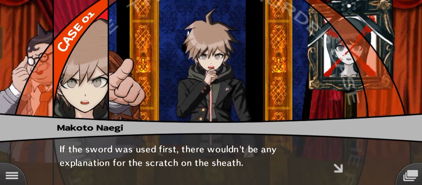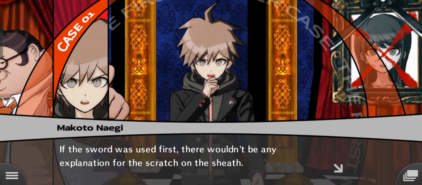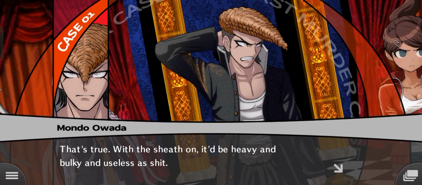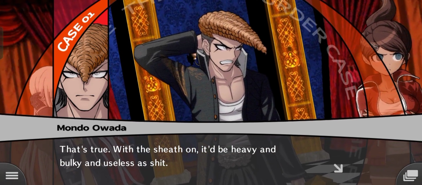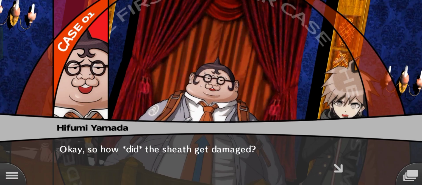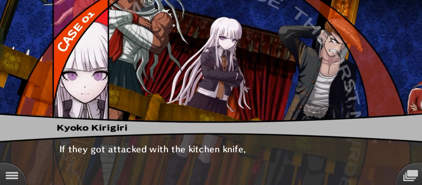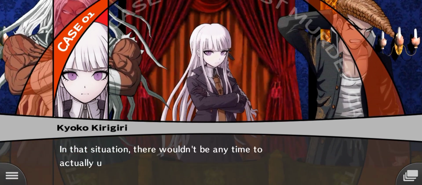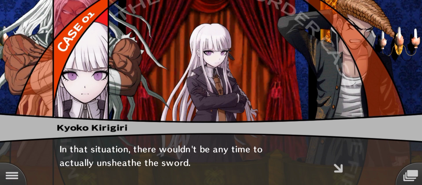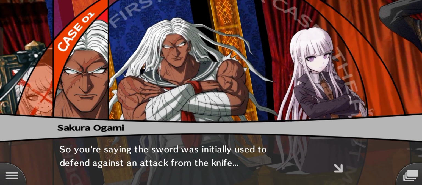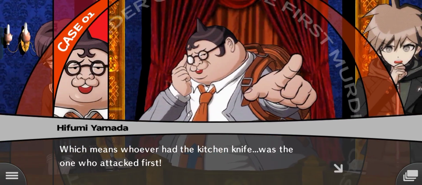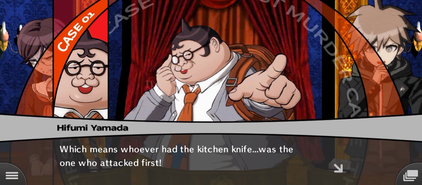If the sword was used first, there wouldn't be any explanation for the scratch on the sheath. If you were going to attack with the sword, you'd take it out of the sheath first, right? That's true. With the sheath on, it'd be heavy and bulky and useless as shit. Okay, so how did the sheath get damaged? If they got attacked with the kitchen knife, maybe they grabbed the sword as a defensive impulse. In that situation, there wouldn't be any time to actually unsheath the sword. So you're saying the sword was initially used to defend against an attack from the knife? Which means whoever had the kitchen knife was the one who attacked first.